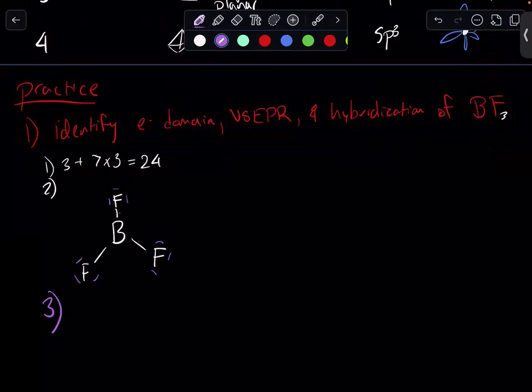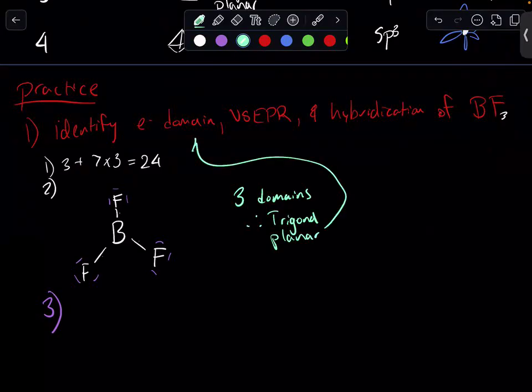So here's our shape. So my E domain, I see 3 domains. Therefore, that's trigonal planar. Turns out that's also the name of its VSEPR shape. And because it's trigonal planar, we know our hybridization must be sp2 hybridized. And that's it.